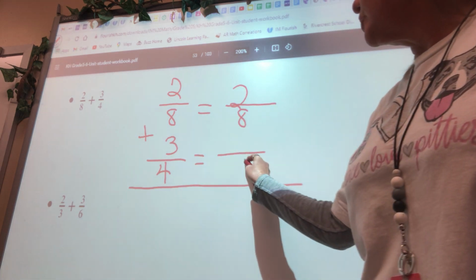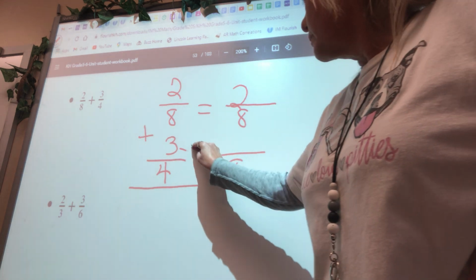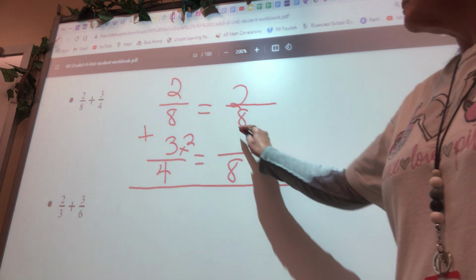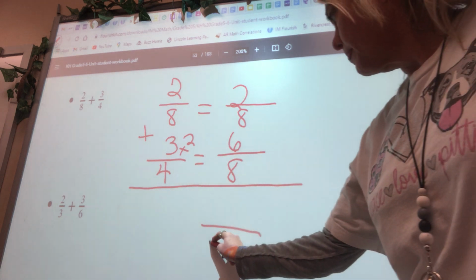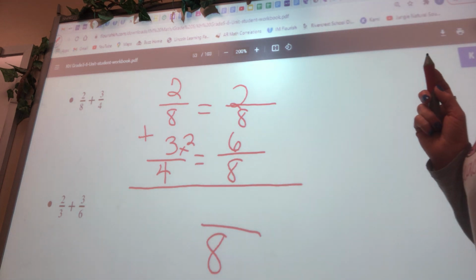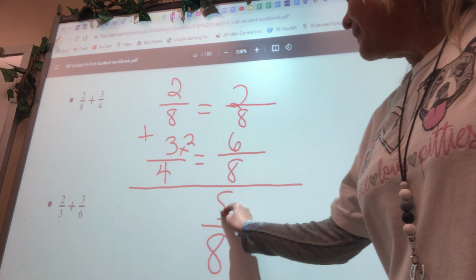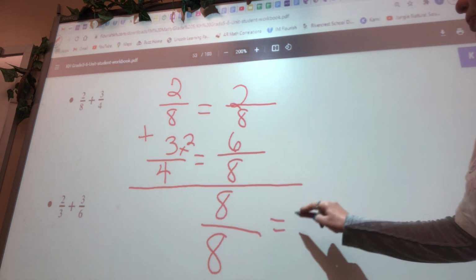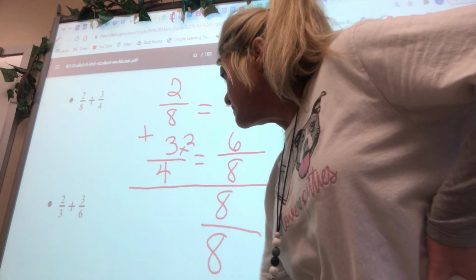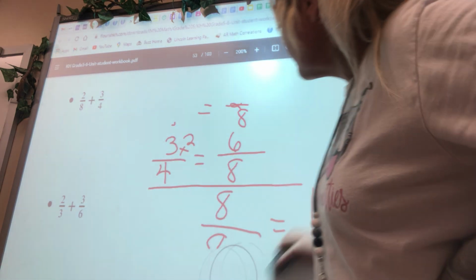What would I have had to do? Times 2. That's 6. What do we do with that denominator? Keep it. What do we do with the numerator? Add 8. If I didn't see that, what would I look for? 1. I would look for 1. 8 eighths is 1.